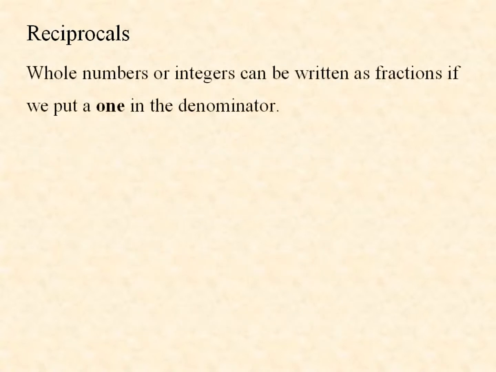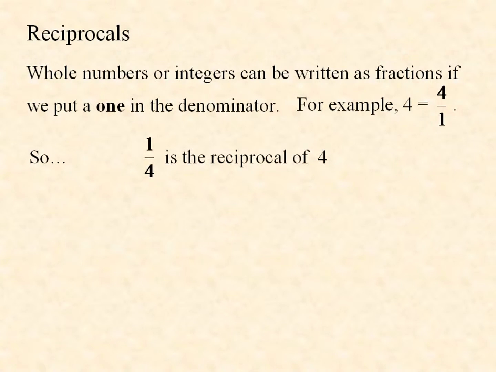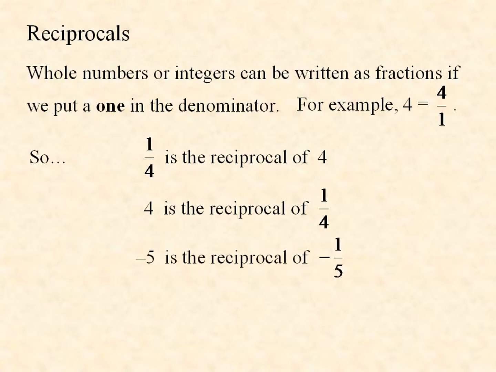Whole numbers or integers can be written as fractions if we put a 1 in the denominator. For example, 4 is equal to 4/1. One-fourth is the reciprocal of 4. 4 is the reciprocal of 1/4. -5 is the reciprocal of -1/5. -1/5 is the reciprocal of -5.